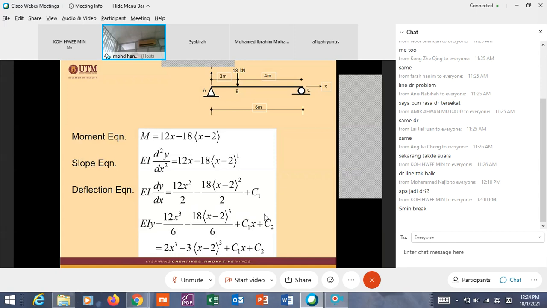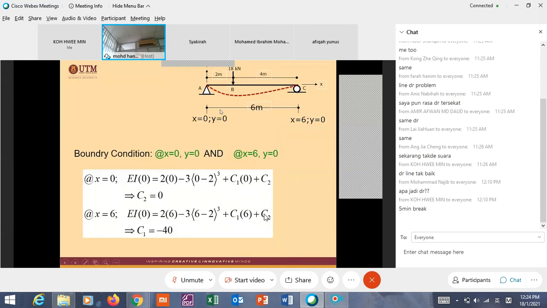What are the boundary conditions? Similar to the previous calculation, you have two boundary conditions: x equal to 0, y equal to 0 here, and x equal to 6 meter, y equal to 0 here. Yeah, this one is the boundary condition.